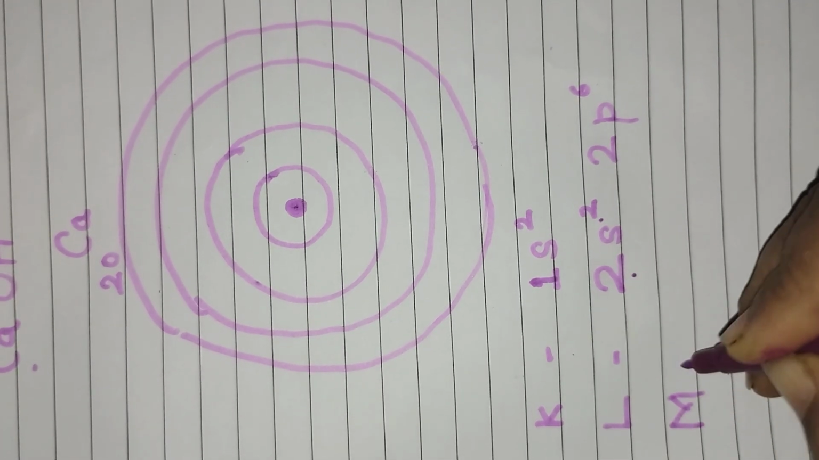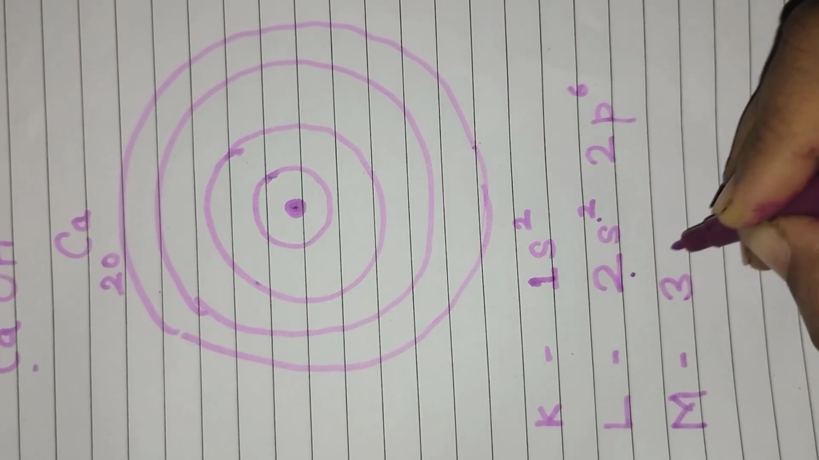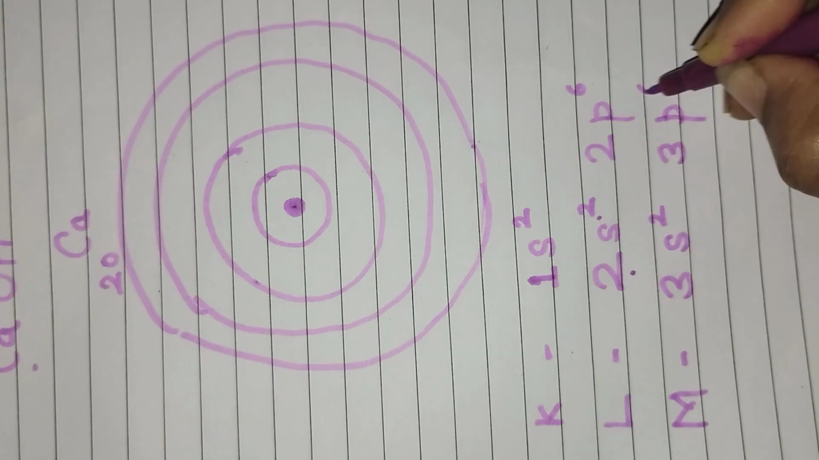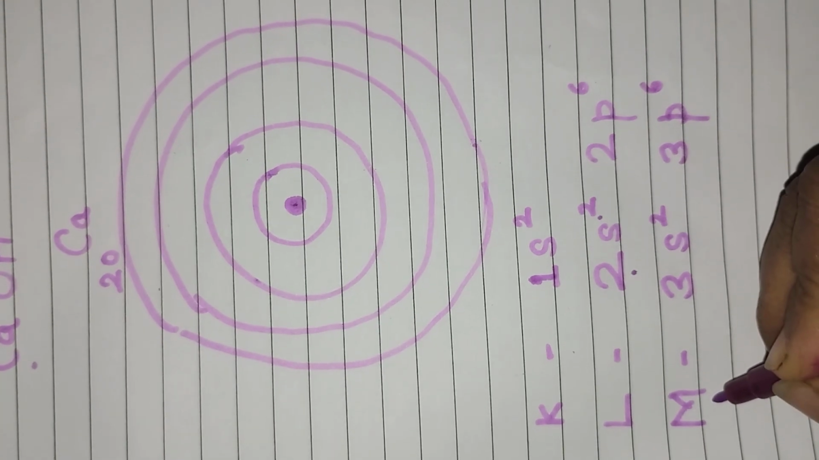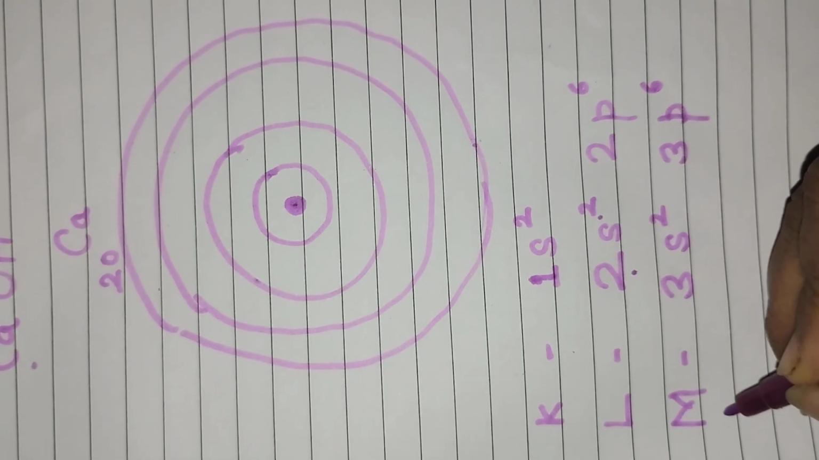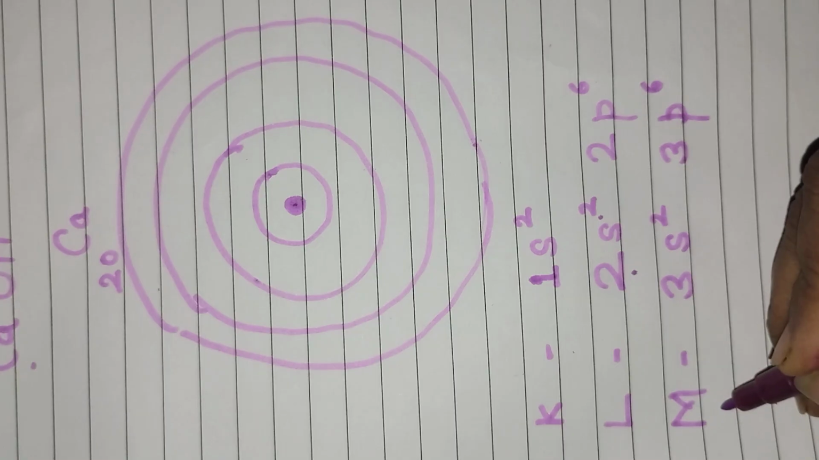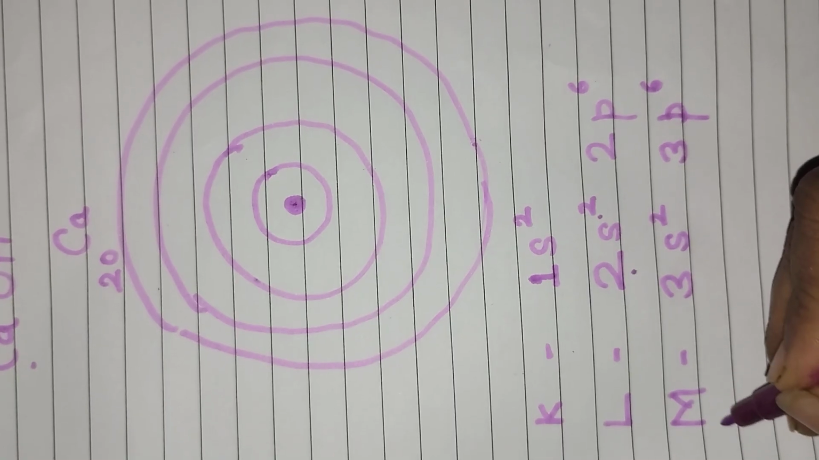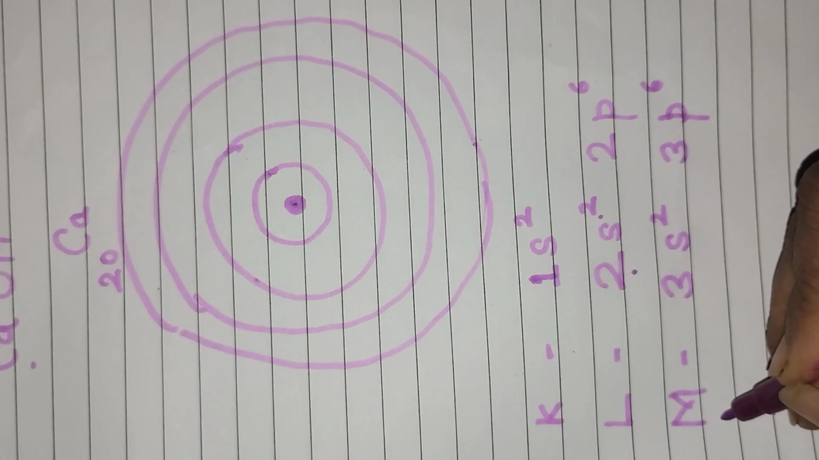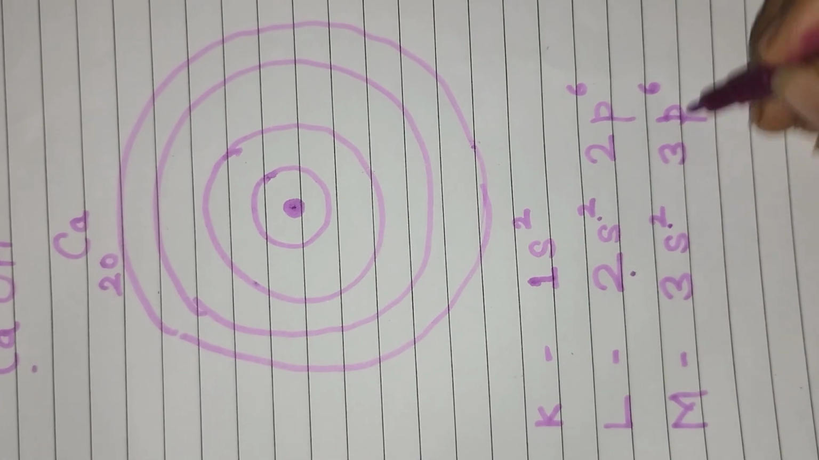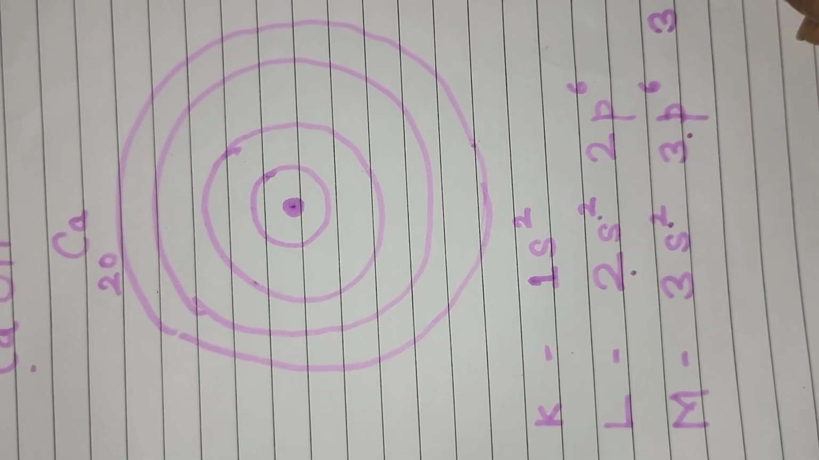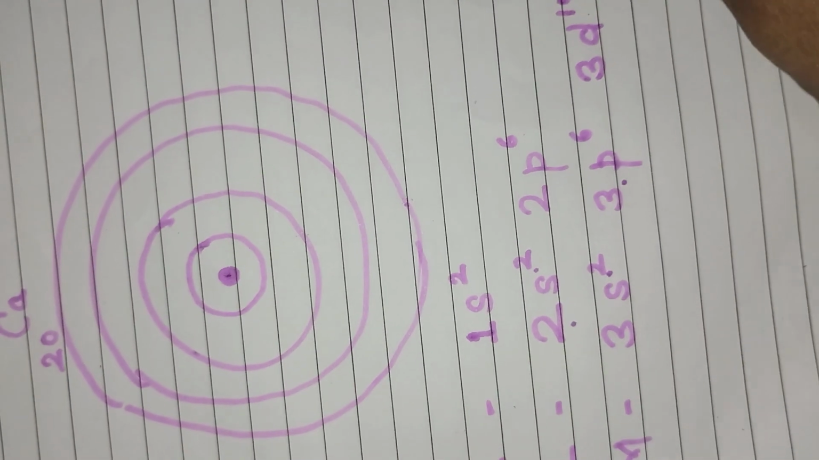Then you have the M shell, which is going to be 3s2, 3p6. And now totally how many electrons will the M shell have? 18 electrons according to the formula 2n², n denoting the M shell being 3. So 3 squared is 9 and 9 times 2 is 18. So 3s2, 3p6 and 3d10. Okay, now it is 3d10.